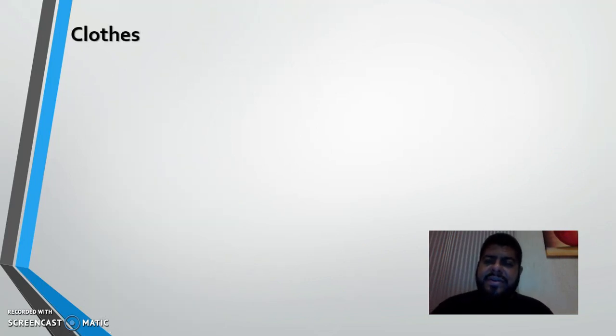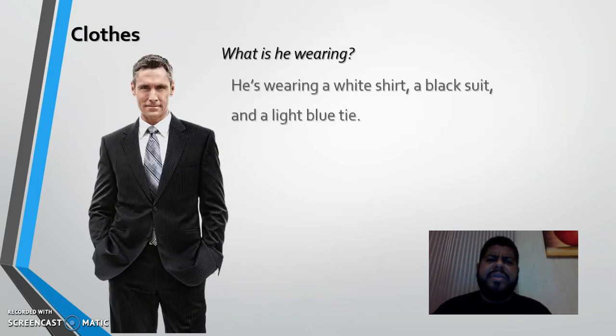Now, let's look at this guy. What is he wearing? He is wearing a white shirt, a black suit, and a light blue tie. Okay? There are some patterns in clothes, like squares and stripes and other figures, floral print, animal print, but that will be later. Don't worry. We can keep it simple, like only the basic colors, and we'll be good to go. Okay?